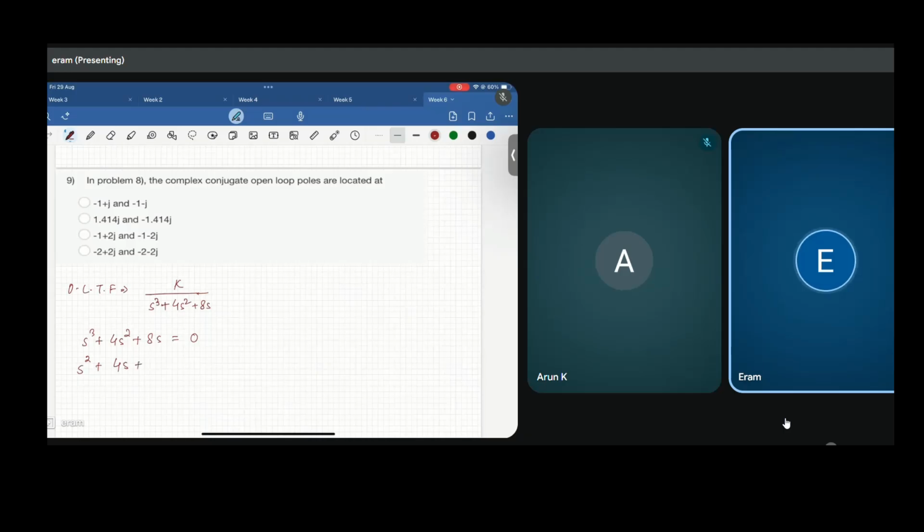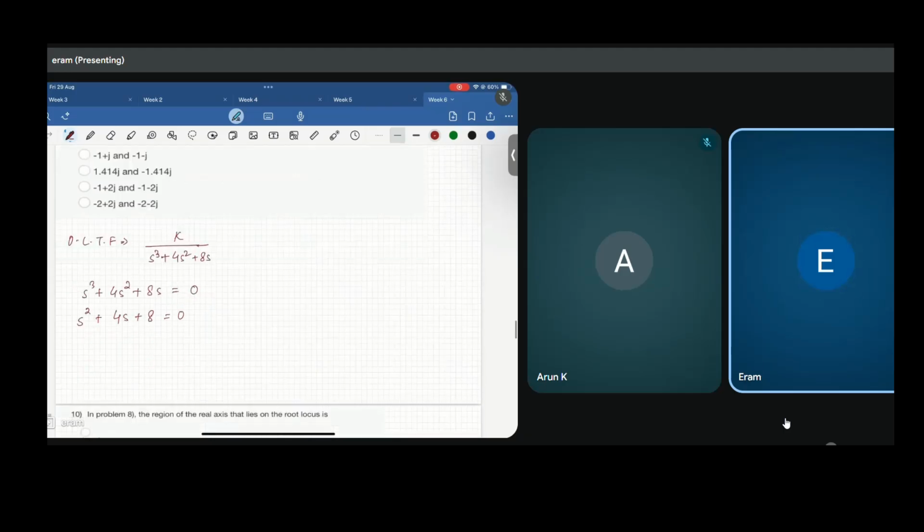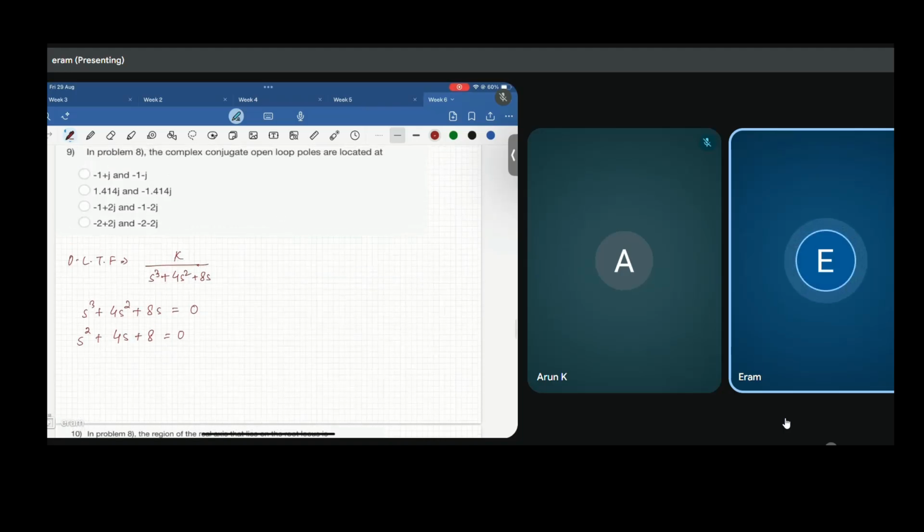To find the complex ones, we need to solve s square plus 4s plus 8 equals 0. From here we can find s equals minus 4 plus minus under root b square minus 4ac, which is 16 minus 32, divided by 2, which is equal to 4j divided by 2. So it will be minus 2 plus minus 2j. So option number 4 is the correct one.